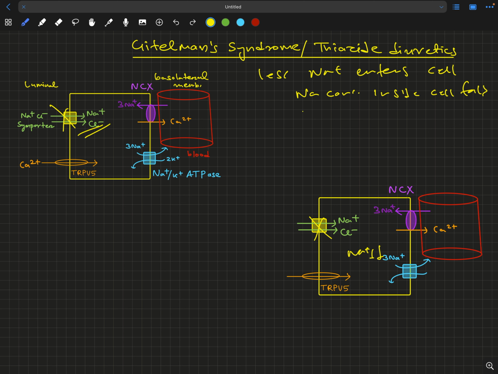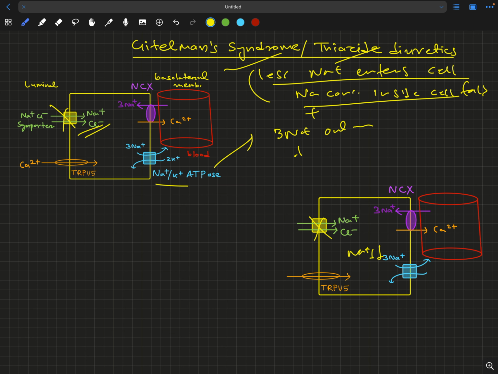Now along with that, if you gave the patient thiazide diuretics or he has Gitelman syndrome, less sodium enters the cell, so the sodium concentration inside the cell is already less. Now the sodium potassium ATPase pump pumps 3 sodium out of the cell, so there is a further decrease in sodium concentration inside the cell. After giving thiazide diuretics, the sodium concentration becomes even lower. So now what happens? The sodium concentration is extremely low inside the cell.